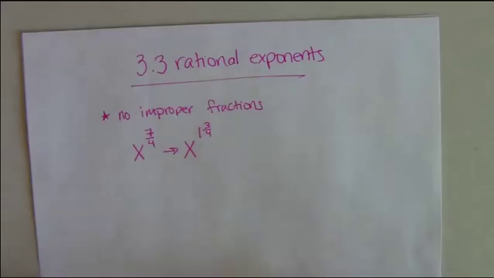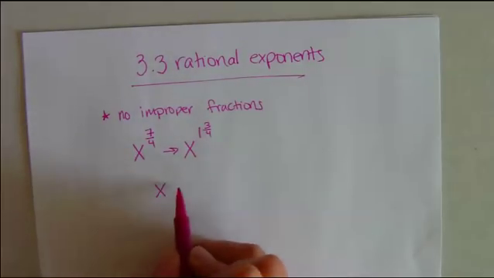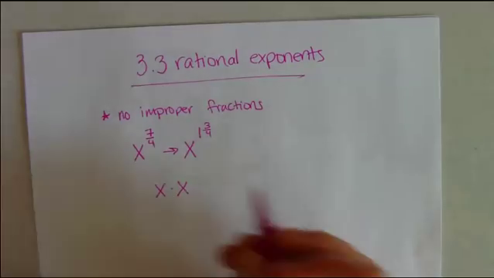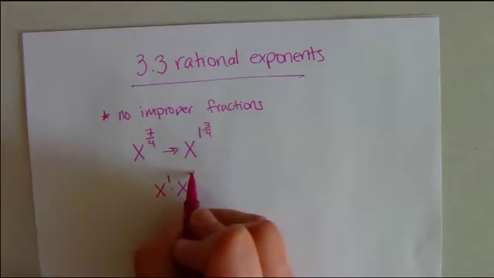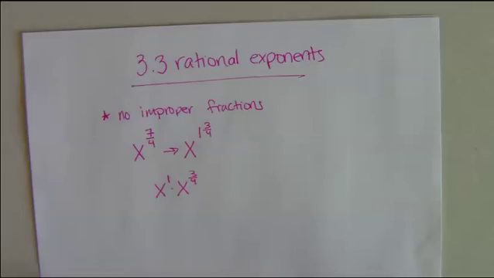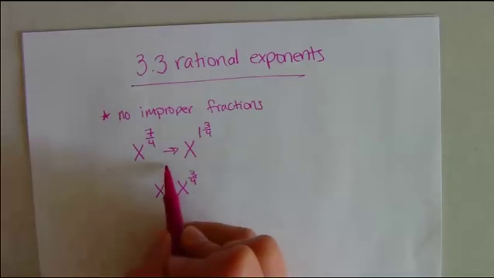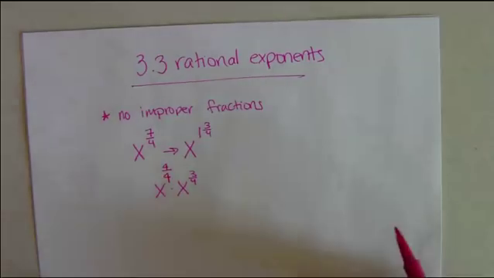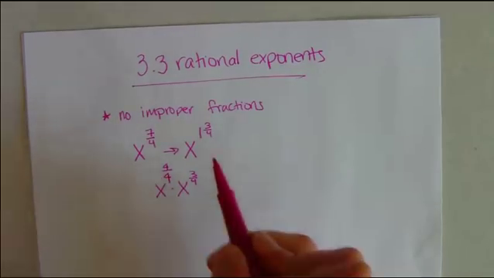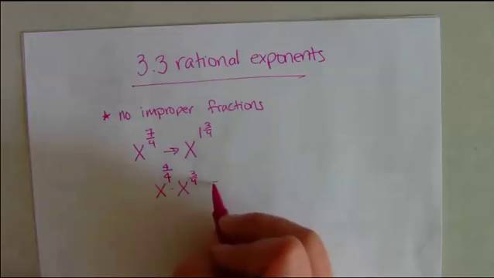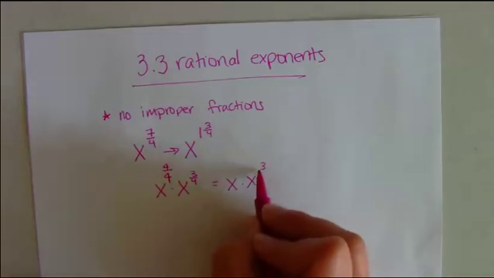If you know your properties of exponents, when you have two of the same base, you're going to go ahead and add your exponents. So this will be x to the first power and x to the 3/4 power. When you add them together, this 1 would really turn into a 4/4, and that 4/4 plus 3/4 brings us back to the 7/4. So our answer would be x times x to the 3/4.